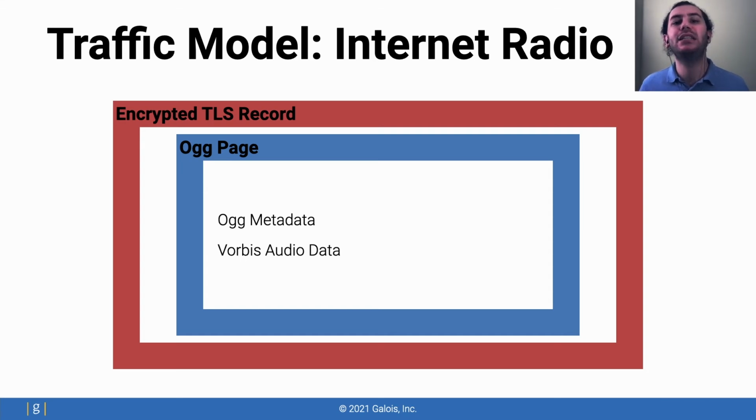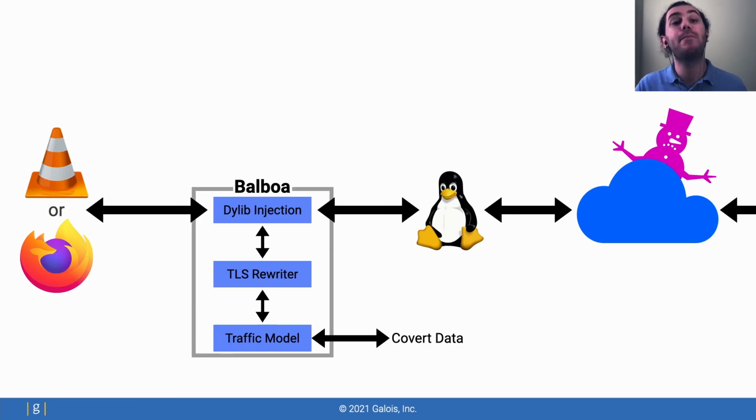This process yields efficient data transfer. 98% of the bytes sent over the wire can be rewritten to transmit covert data using this approach. Importantly, the target application, not Balboa, is responsible for determining the network footprint of the system. In addition, because covert data is handled inside the traffic model and not the target application, the network footprint is independent of the communication patterns of the covert data.